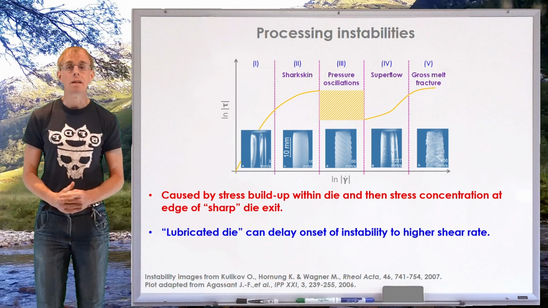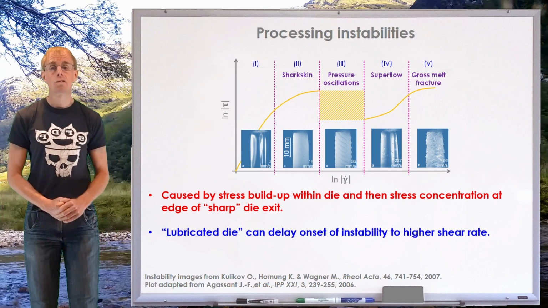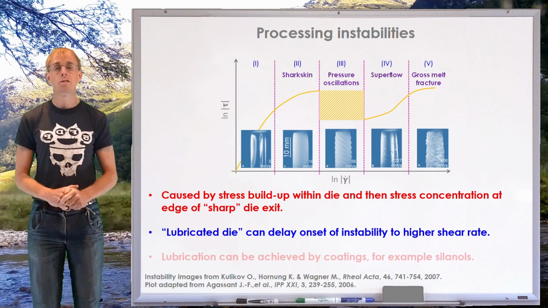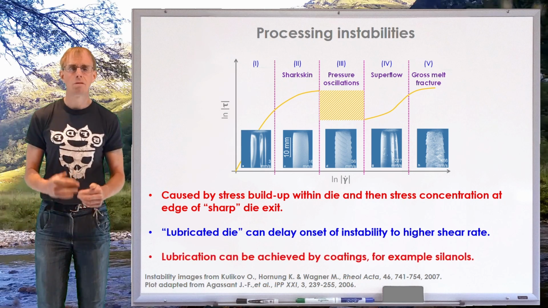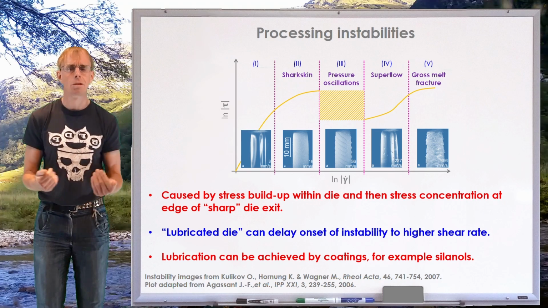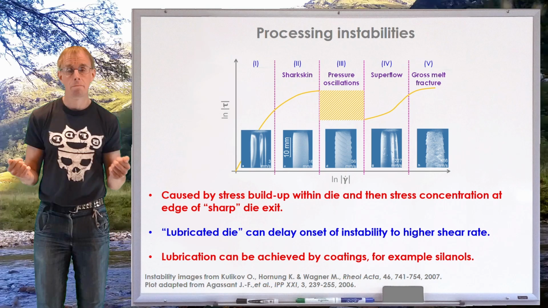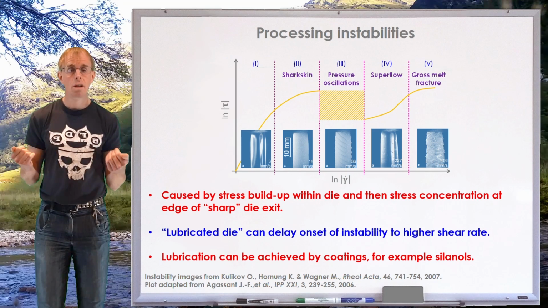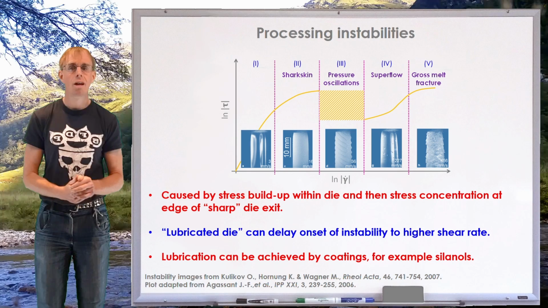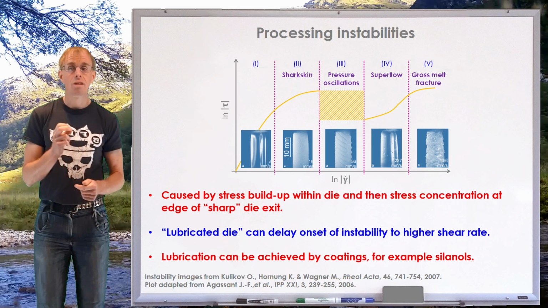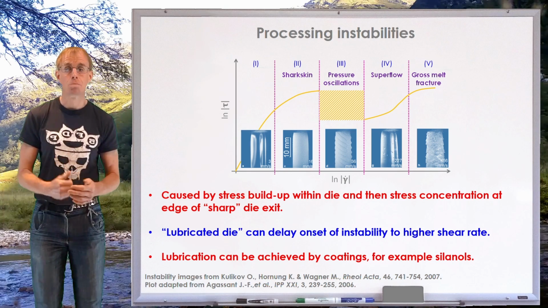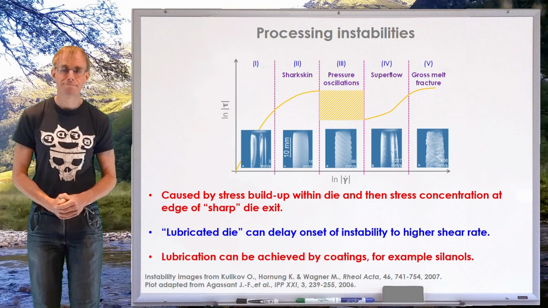And experimentally, you do actually see this. Lubricated dies can be manufactured typically by putting a coating on the die, for example, a silanol, and that effectively introduces a partial slip condition. With a partial slip condition, your shear field is going to be less, your stress field is going to be less, and consequently the onset of the process instability is postponed, which is fantastic.